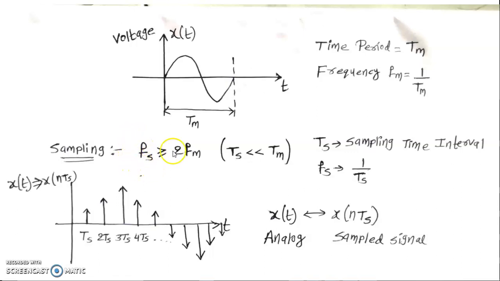If Fs is greater than or equal to 2Fm, it indicates that the time period Ts is very much less than Tm. Ts is nothing but the sampling time, the time interval between two samples. That time interval should be very small to easily reconstruct the signal. So to satisfy this condition, we sample the analog signal. Here I take the first sample at Ts, again after 2Ts the second sample, and next at 3Ts another sample. Like that, the time interval between two samples is Ts.